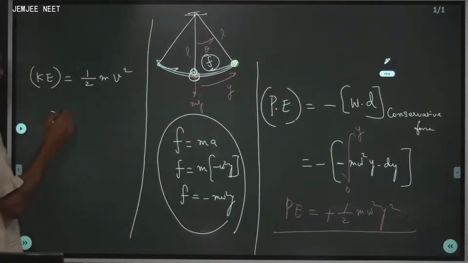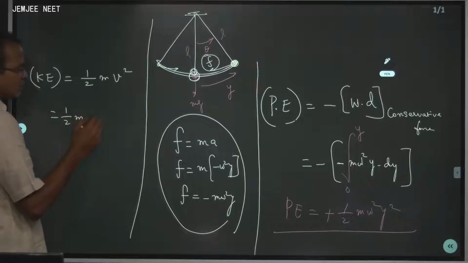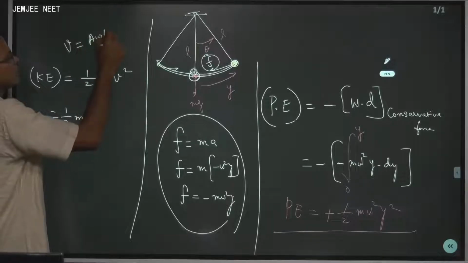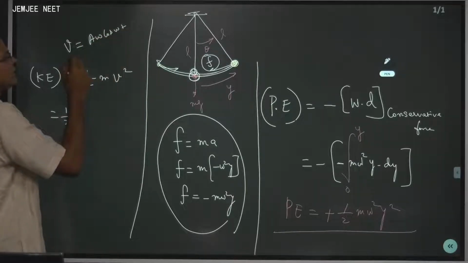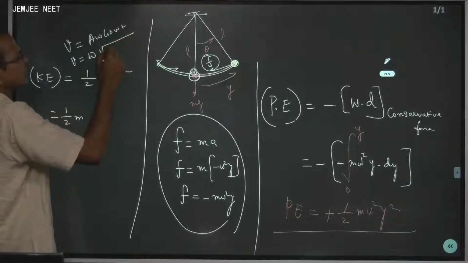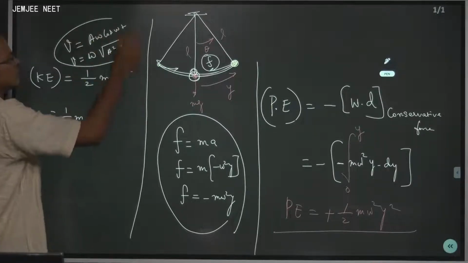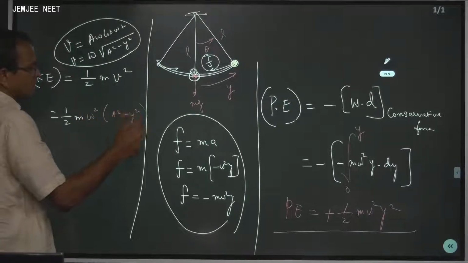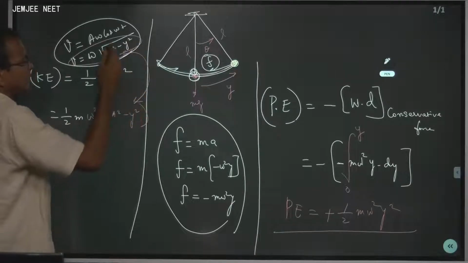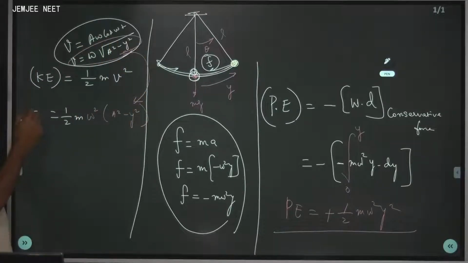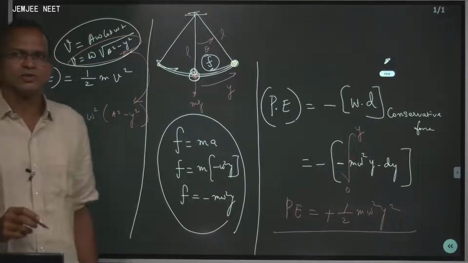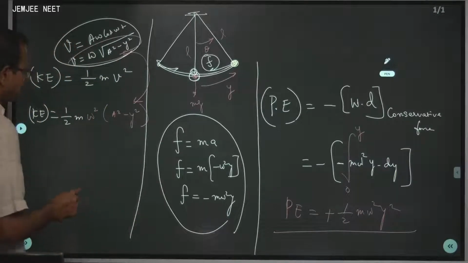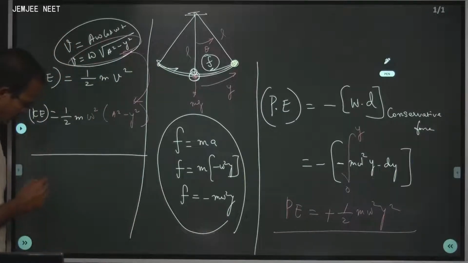Half m, and what is v square? We saw that v is a omega cos of omega t, or v is also given by omega times the square root of a square minus y square. You can use either of these. So v square is omega square into a square minus y square. This is the formula I am choosing. You can use the other one, no problem. This is what is called kinetic energy. So this is potential energy, this is kinetic energy. The sum of these two energies is called total energy. What is total energy?